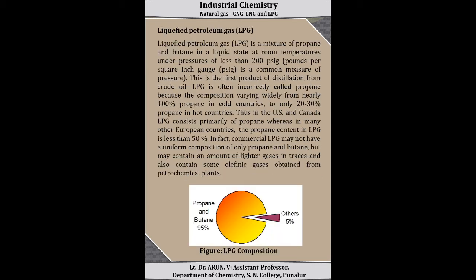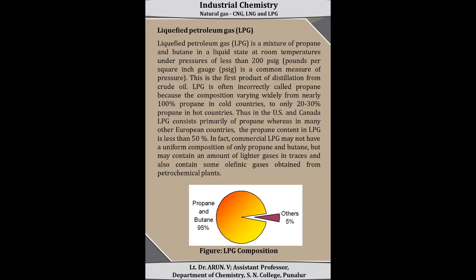LPG is called liquefied petroleum gas. That is, liquefied petroleum gas is a mixture of propane and butane in a liquid state at room temperatures under pressures of less than 200 psi, that is pounds per square inch gauge. It is a common measure of pressure. This is the first product of distillation from the crude oil.